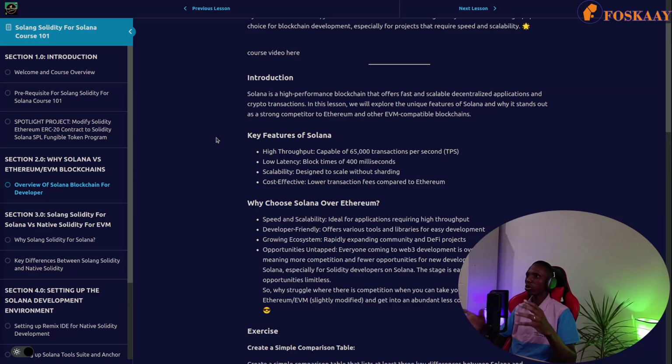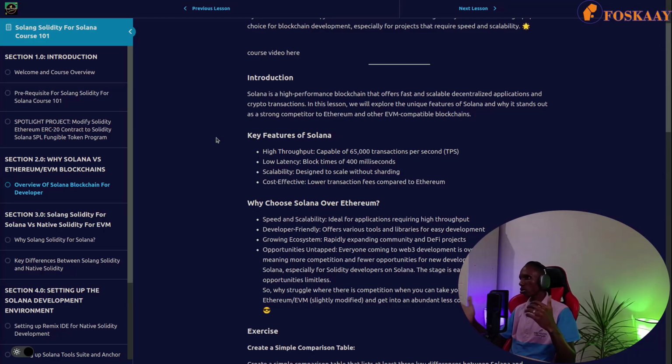You understand? So those are part of the key features and reasons why you might be considering building a project. You don't want to build your project and then have the issue of getting users, because they are so scared off by the amount they will pay for gas fees. So those are part of the key features.